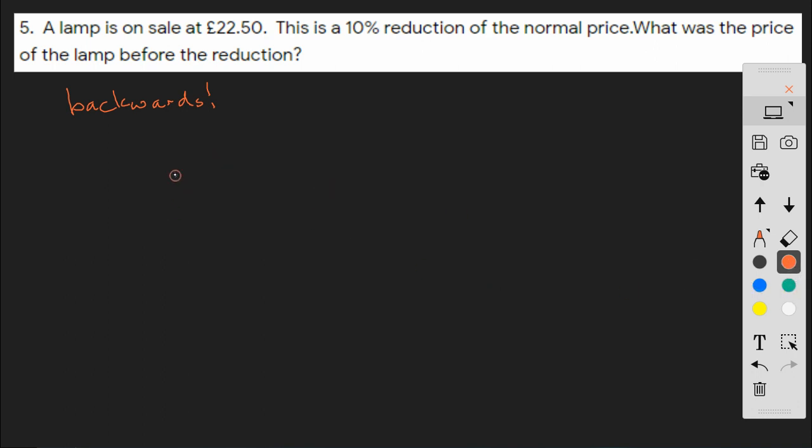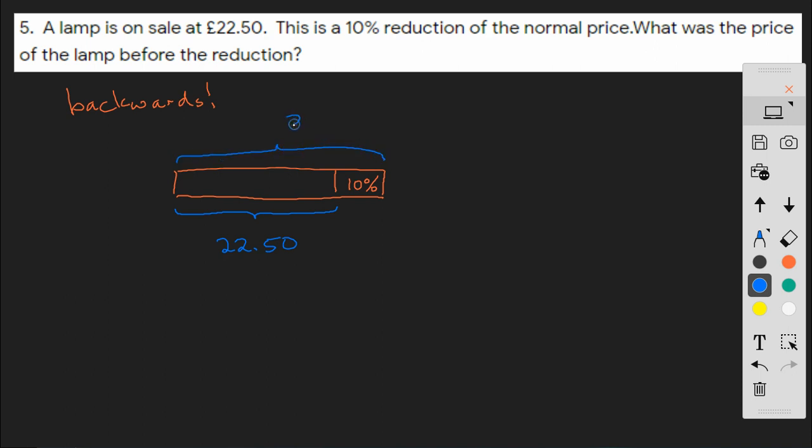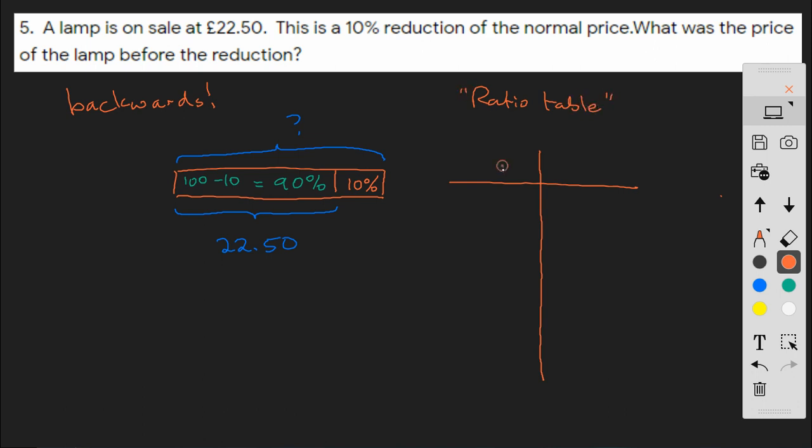Let's have a look at that as a little visual model. So we made a 10% reduction, and we can see that the price after that is now 22.50, and what we're being asked is what was the price originally. Now your key step here is to notice that the 22.50 represents 90%. I'm going to use one of my favorite ratio tables here. I haven't done one of these for a few days, so it'll be quite nice.